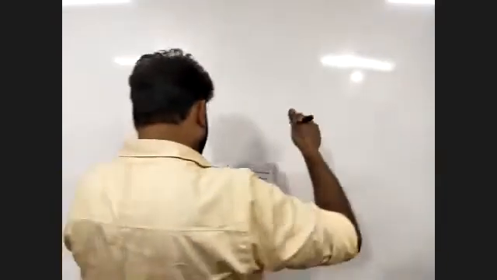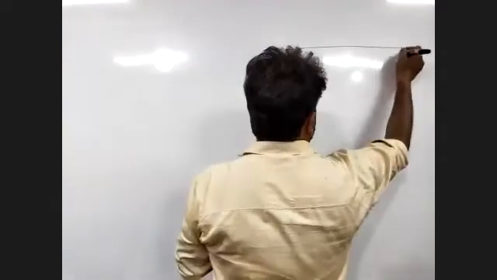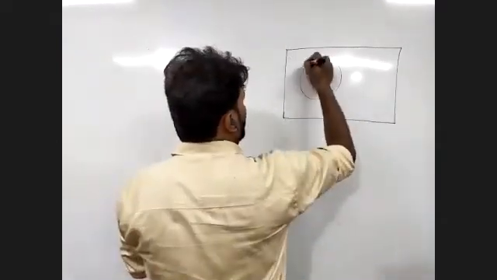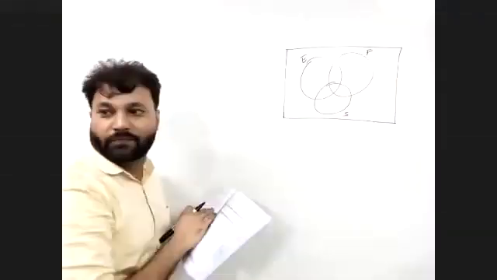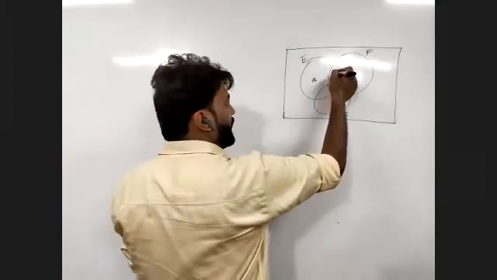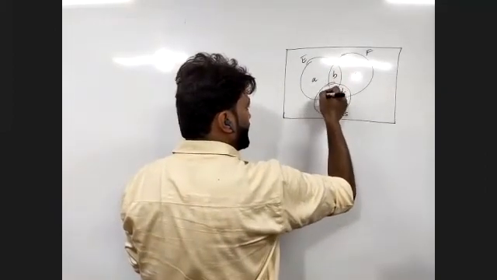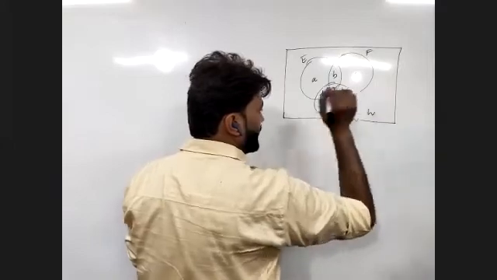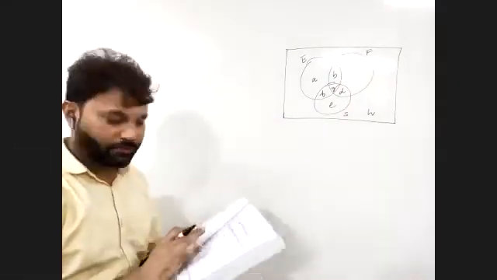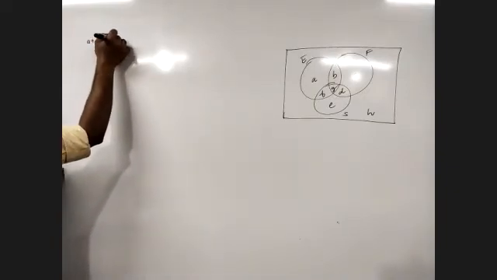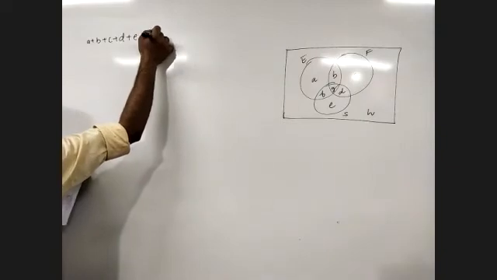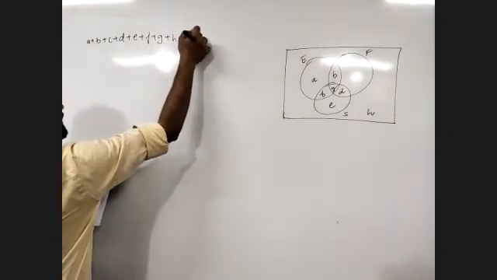So by using the indirect approach. Now look, be attentive. English, French, and Sanskrit. A, B, C, D, E, F, G, and outside H. In a group of 50 students, A plus B plus C plus D plus E plus F plus G plus H is equal to 50.